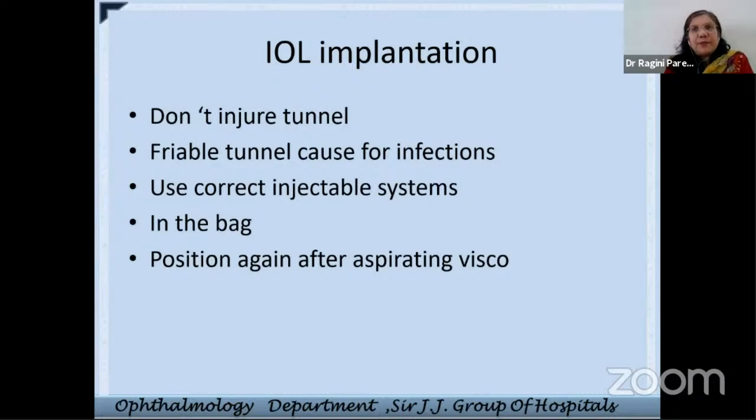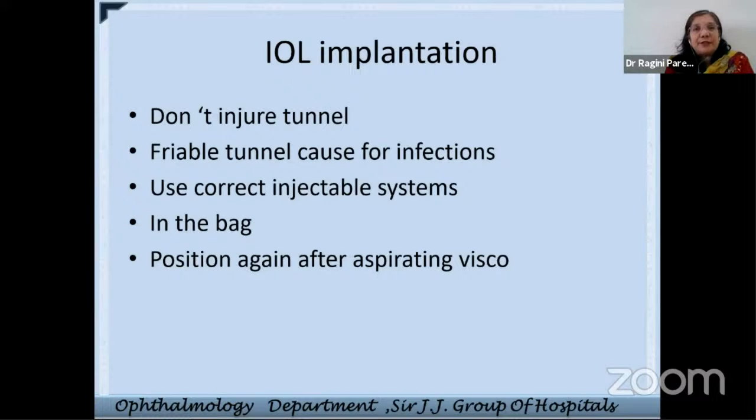During IOL implantation, one must remember not to injure the tunnel. It is okay if the incision is 1 millimeter extra, but injuring the tunnel causes it to become friable and it can be dangerous with respect to endophthalmitis.